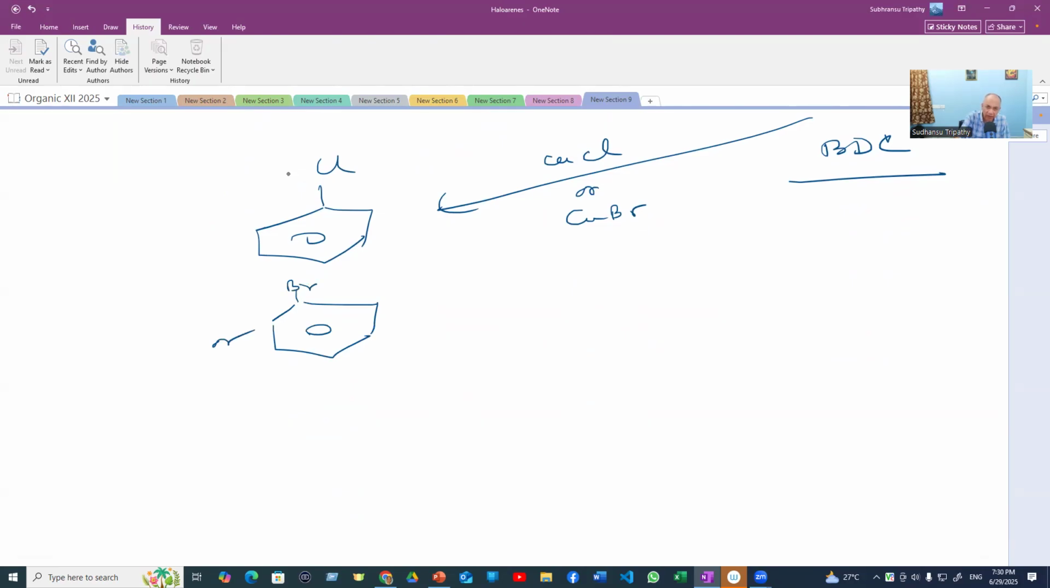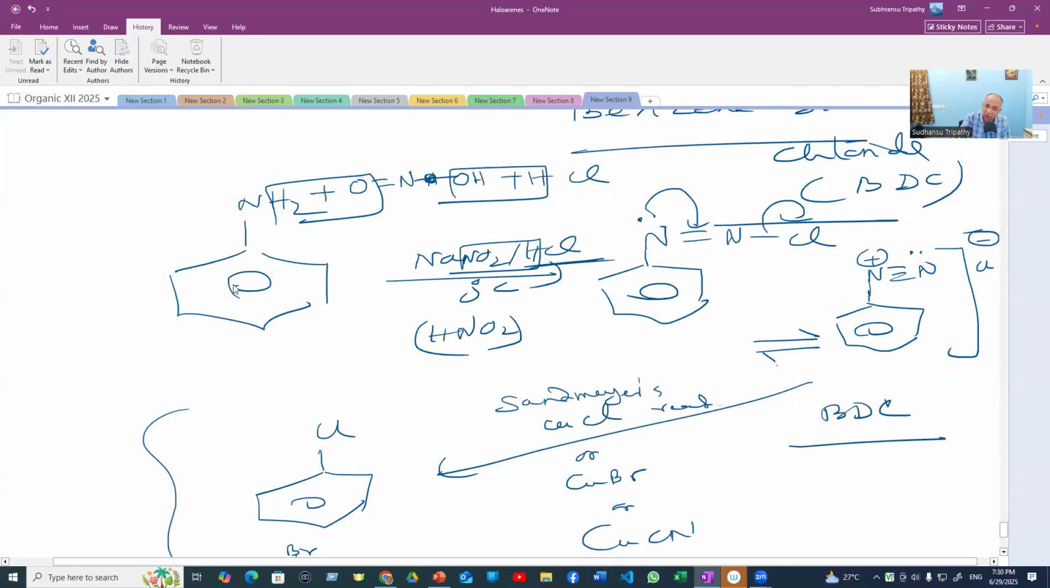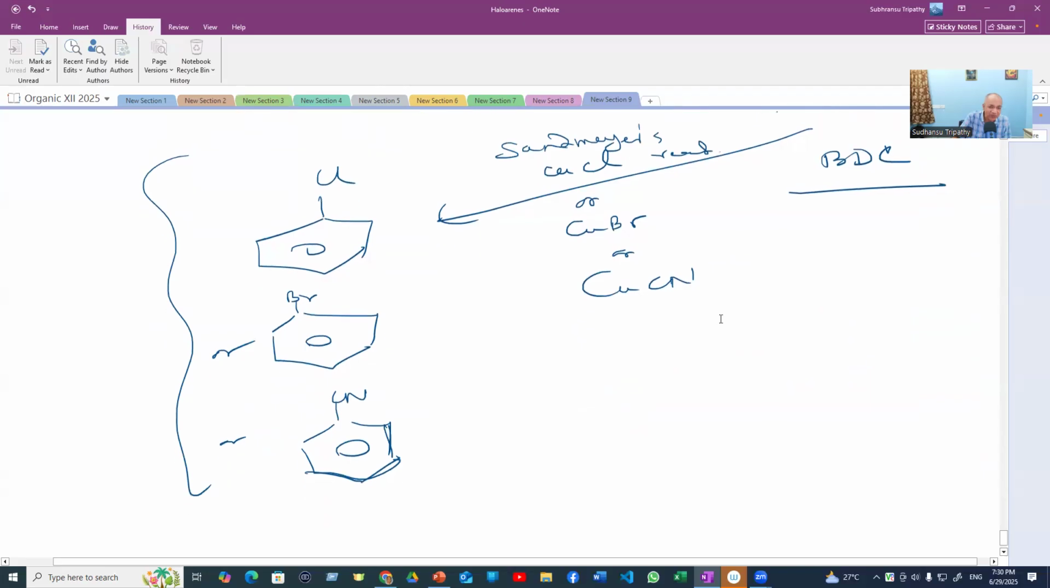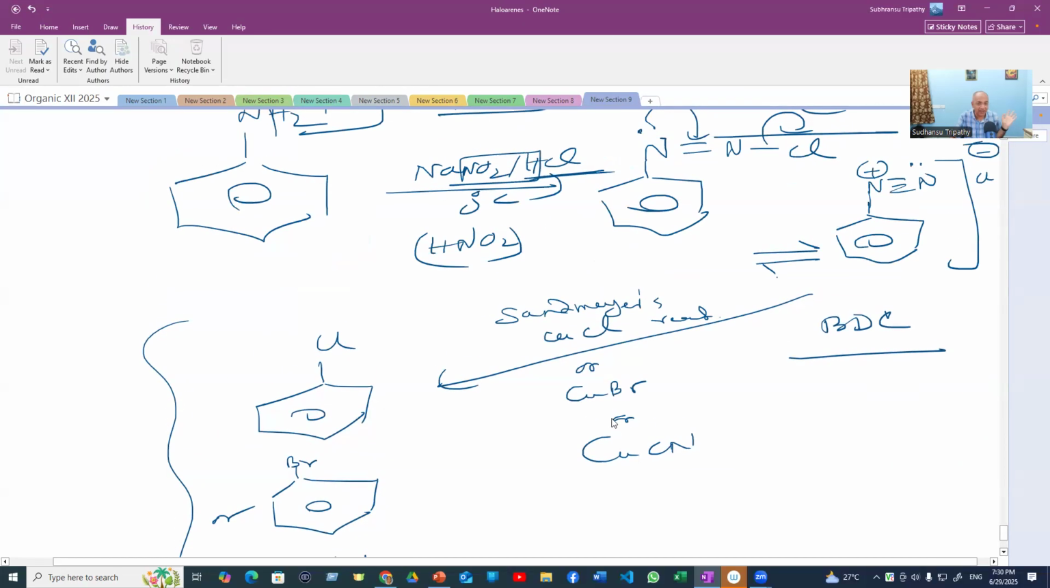And if it is CuCN, cuprous cyanide, instead of bromo or chloro, you will get cyanobenzene, called benzonitrile. So these three are called Sandmeyer's reactions. Sandmeyer reaction is a reaction of BDC, not a reaction of aniline. We started from aniline, but it is the reaction of BDC. So we are interested in chloro and bromo, not cyano now. But we studied the entire Sandmeyer's reaction from BDC.